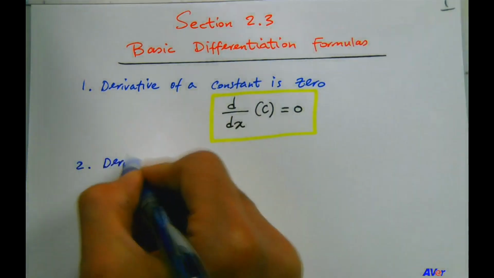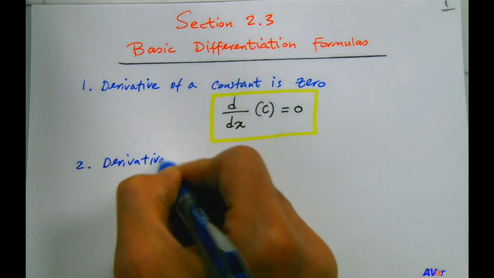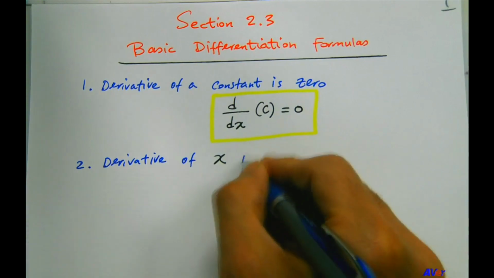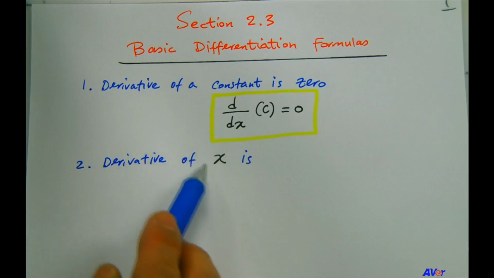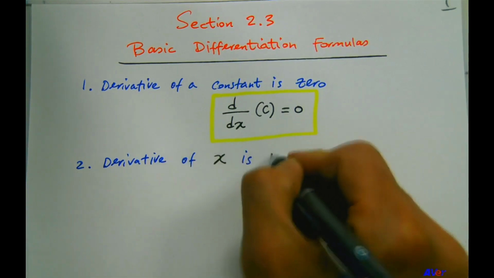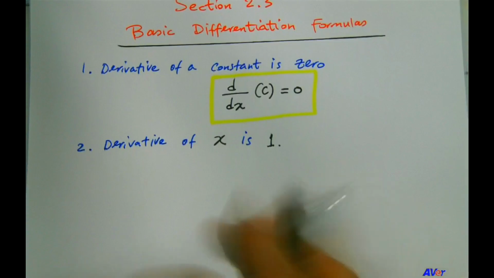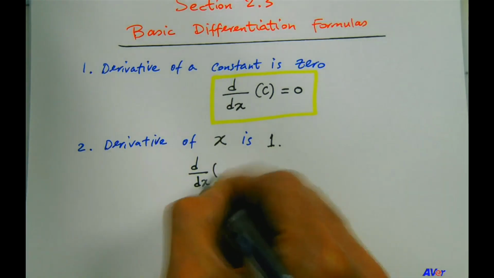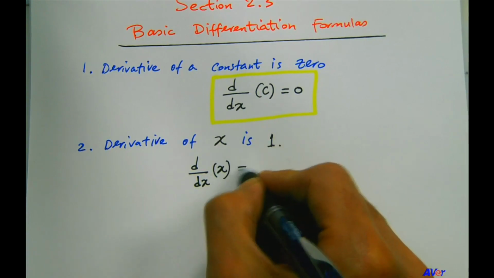So the derivative of the independent variable, most usually we call it x, right? So the derivative of x is always equal to the coefficient of x. In this case, 1, right? The coefficient of x in this case is 1. So the derivative of x is 1 because the coefficient of x is 1. So we can write that d/dx of x with respect to x is equal to 1.